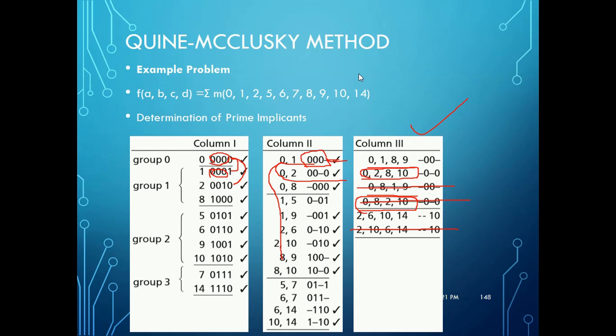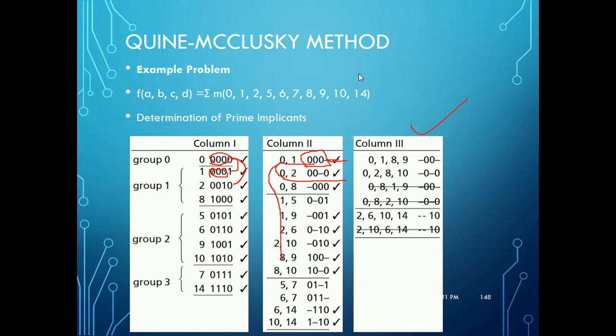For the other elements, you try to combine the next elements: 0, 1, 8, 9 with 2, 6, 10, 14. Whether it is possible to combine? Not possible. So leave this step. That's where we are, in column 3 or stage 3 now.